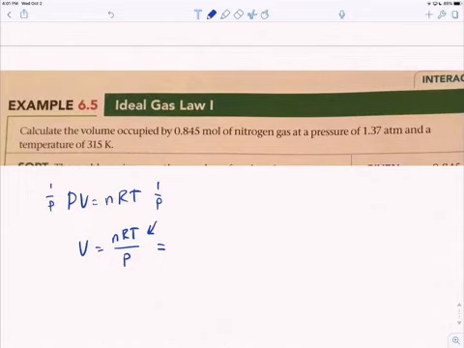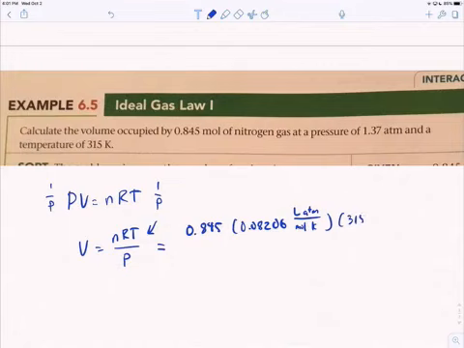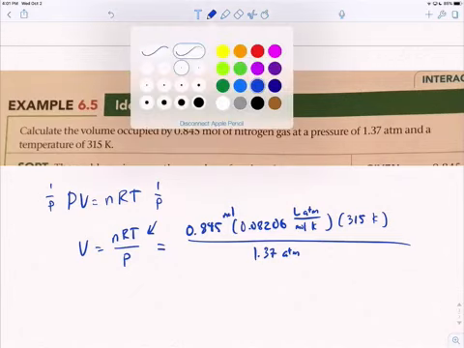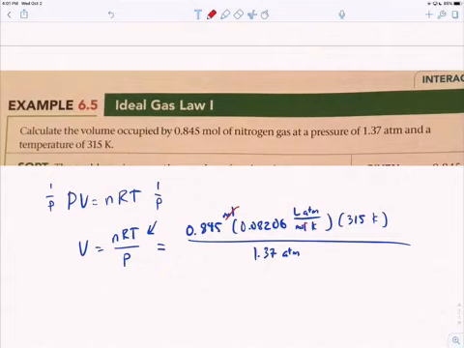Okay. So volume, we're still solving for volume, and we have n, 0.845 moles, R, 0.08206 liter atmosphere per mole Kelvin, temperature, 315 Kelvin, all over pressure, 1.37 atmospheres. So if you look at the units, R is a constant, it does not change.